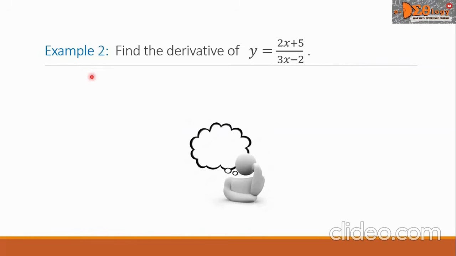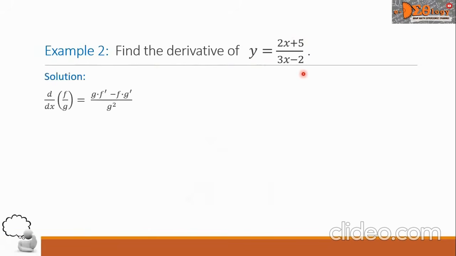Let's have example 2. Find the derivative of y equals 2x plus 5 all over 3x minus 2. For our solution, let us write again the formula of quotient rule. And we take note that our numerator is the function f, while the denominator is the function g. Writing now our derivative, let us begin with squaring our denominator. So we write here the square of 3x minus 2.